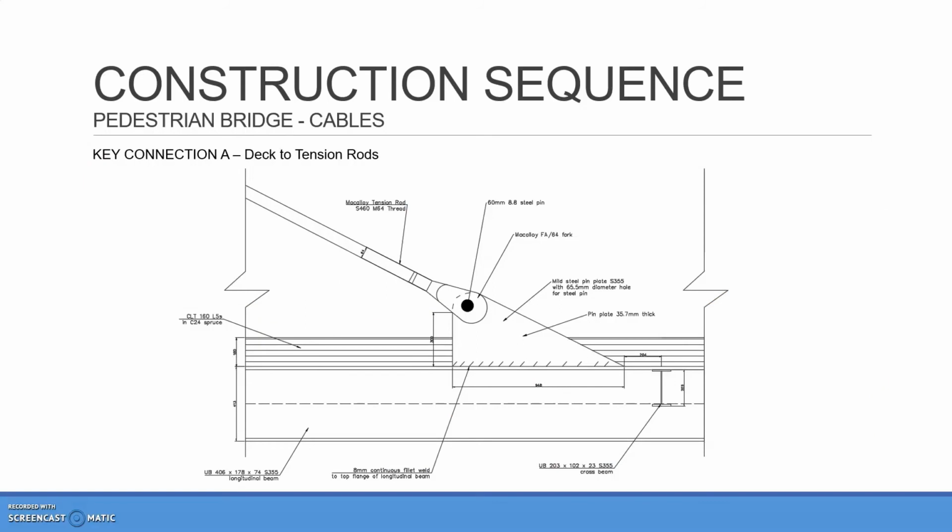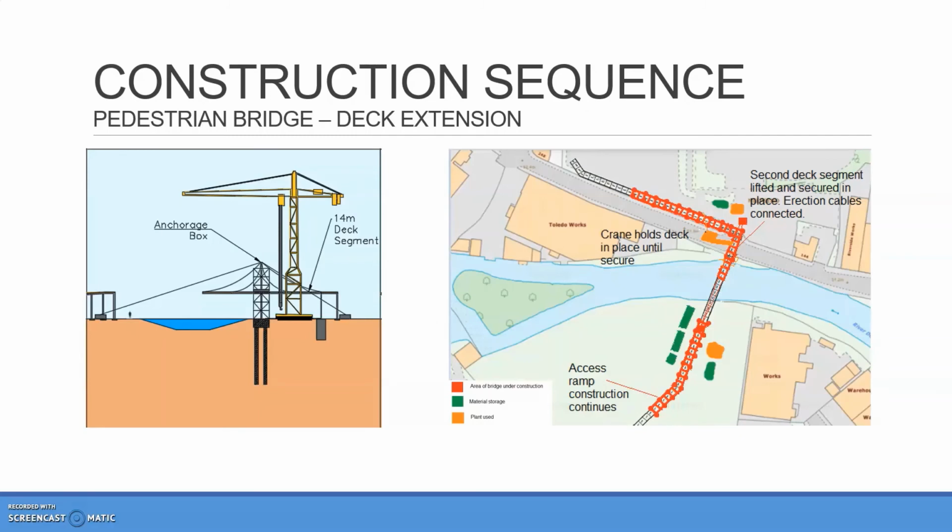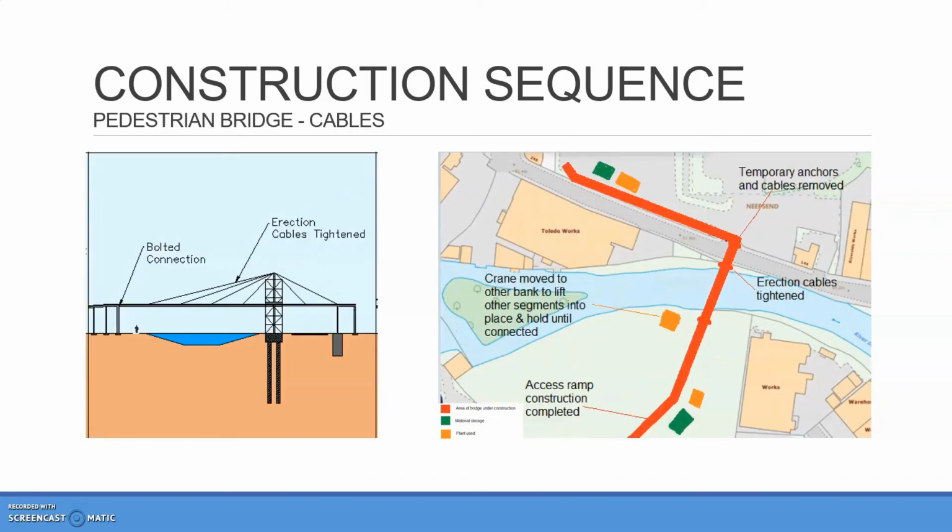This stage of construction also has another key connection detail between the deck and the tension rods. The deck is then extended on the right-hand side of the mast using the same process as the first segment. The tower crane is then moved onto the other side of the river and used to lift the remaining 2 segments into place. The central bridge span is connected to the completed access ramps using bolted connections.